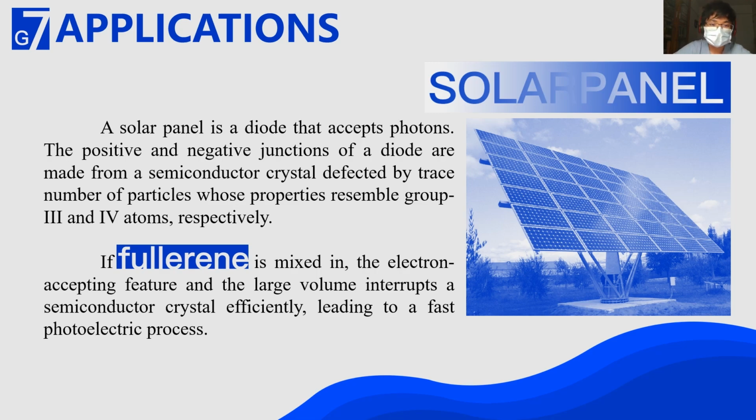If we mix fullerene into a semiconductor crystal, it usually takes a large volume, which can efficiently interrupt the structure of the semiconductor crystal. So it can have a great effect on the photoelectric process.